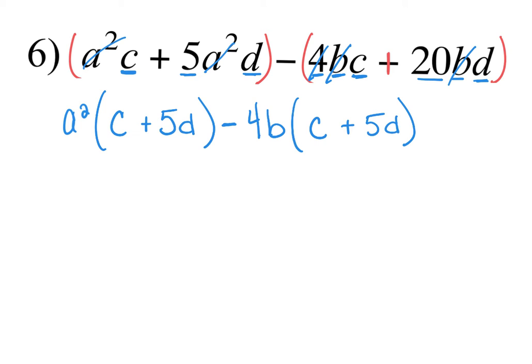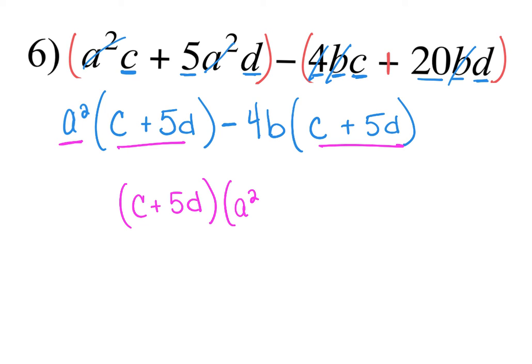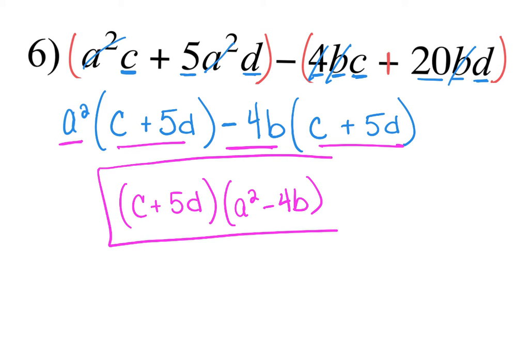And then you can see very quickly what my common group is here. My common group is going to be the C plus the 5D. So that's my first group here. And then what I have left over is an A squared minus a 4B. And that is my answer.